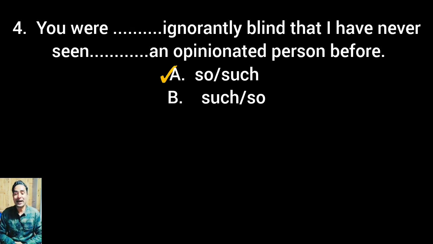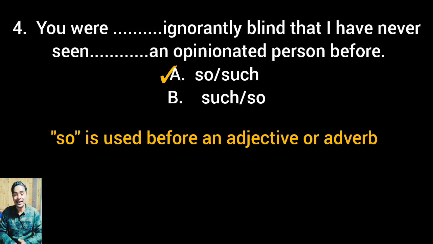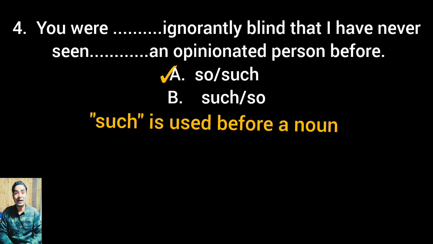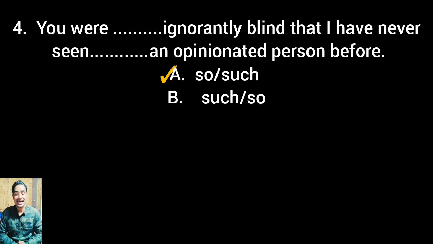A will be the correct answer. But why? We use "so" before an adverb and an adjective, and "such" before a noun. In this case, the first part of the sentence has an adverb and an adjective. Therefore, we say "so ignorantly blind." Ignorantly is an adverb, blind is an adjective.